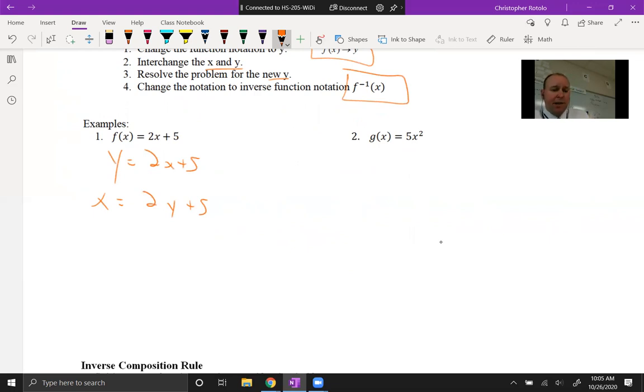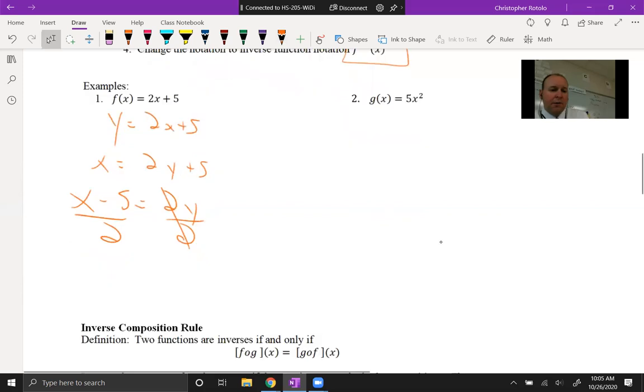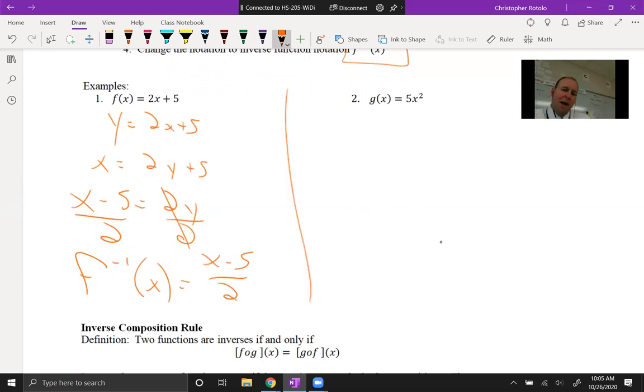So we're going to subtract 5. And we're going to divide by 2. Okay, that gives me y. So now I want to say the inverse of f of x is x minus 5 all over 2. We can make that into a complex fraction if we need to match a multiple choice, but sincerely, that's all I need to see at that point.